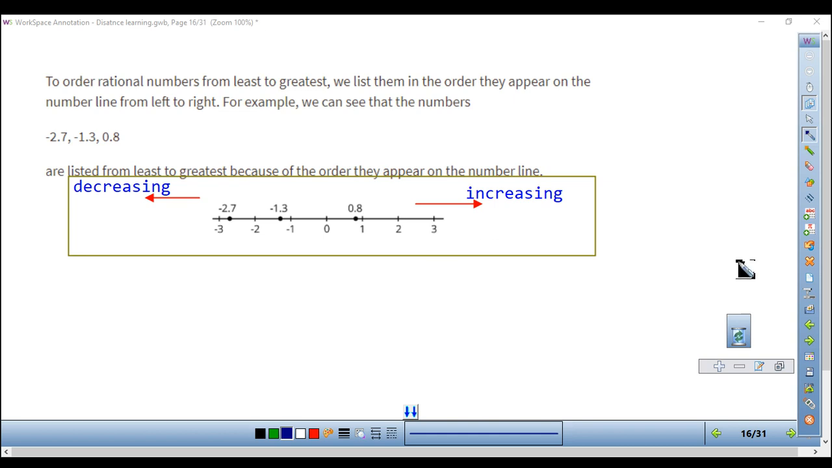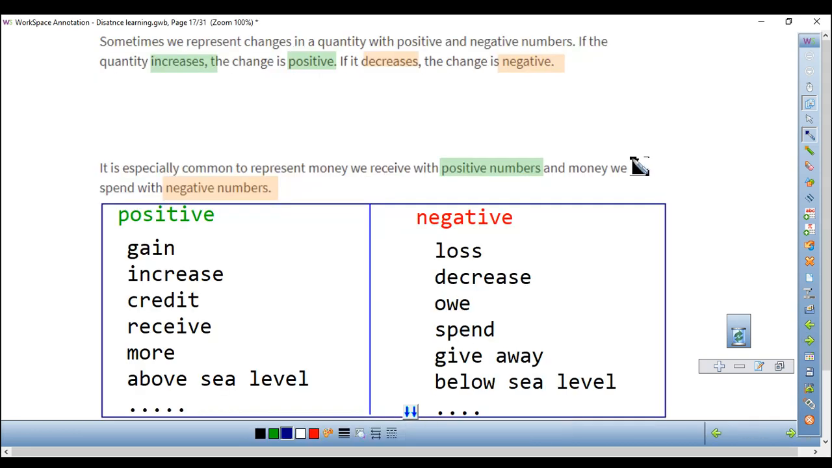So we're going to spend a bit of time practicing ordering positive and negative numbers. One of the main things we're also doing is representing different amounts with either positive or negative numbers. And how we do this really depends a little bit on context. If we're representing change in a quantity, if the quantity increases, then we call that change positive. If it decreases, we call that change negative. It's also common to represent money we receive with positive numbers and money we spend with negative numbers. There are some other situations where we can look at positive numbers. This is certainly just a short, not exclusive list.